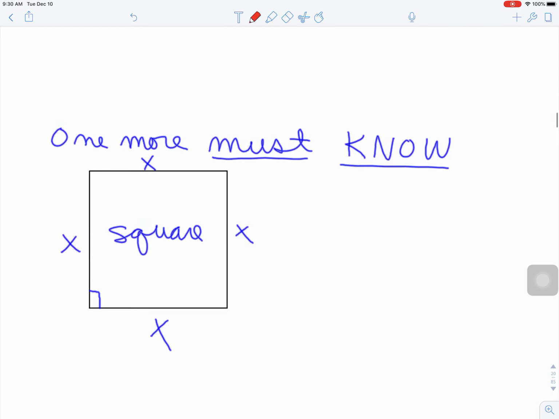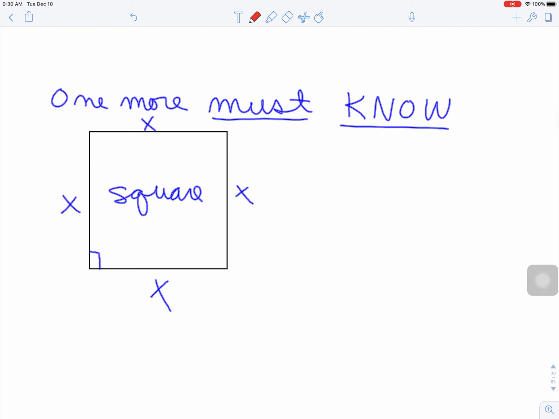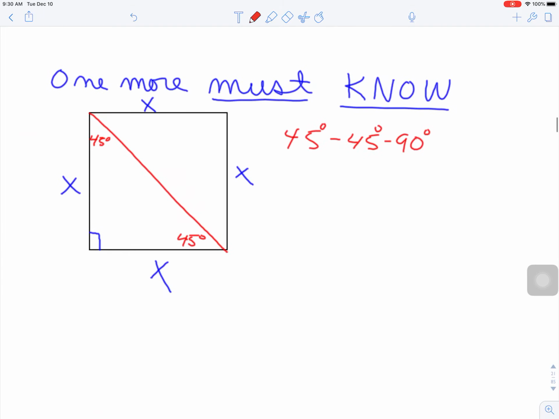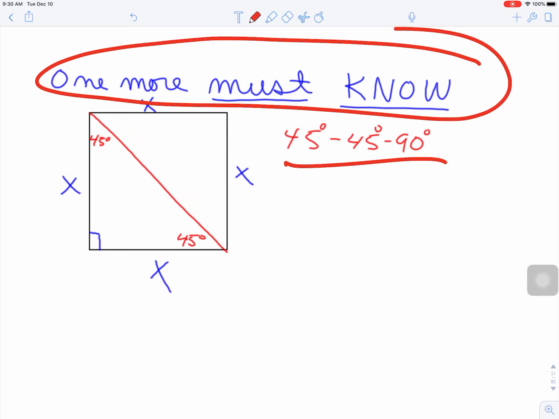Okay, so another one that you need to know. What we just dealt with was a 30, 60, 90 triangle. We started with an equilateral triangle. This time I'm going to start with a square. Of course, with a square, all four sides are the same, and you got 90 degrees in each of the corners, right? So I'm going to drop a diagonal in, and what I create when I do that is a 45, 45, 90 triangle. Those two triangles, the 30, 60, 90 and the 45, 45, 90, are in the category of must know. You must know these relationships.